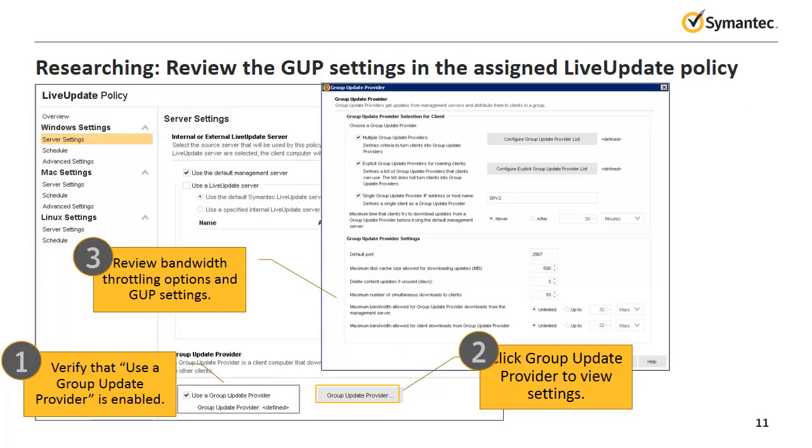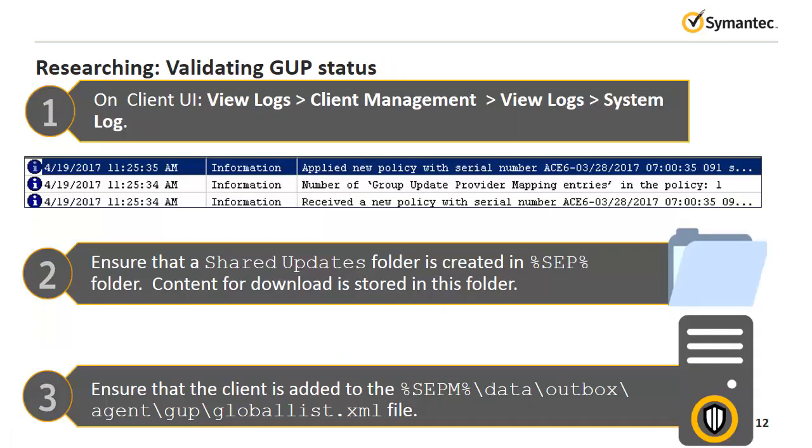Review the GUP settings in the LiveUpdate settings policy. In the server settings, verify that Use a group update provider is enabled. Click on Group Update Provider to view settings.